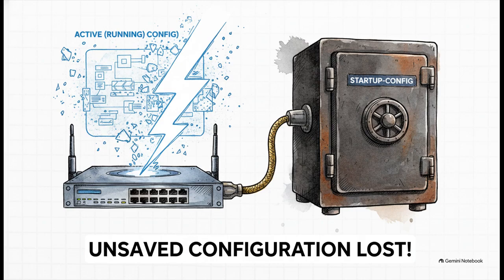And this brilliantly illustrates the single most important rule in all of Cisco networking: copy run start. When you make a change, it lives in the active, running memory, but unsaved configurations are permanently lost on a reload. If you configure a massive site overnight and forget this one command, the next power blip will wipe the device completely clean, and you'll be starting from scratch. No way you want that to happen.